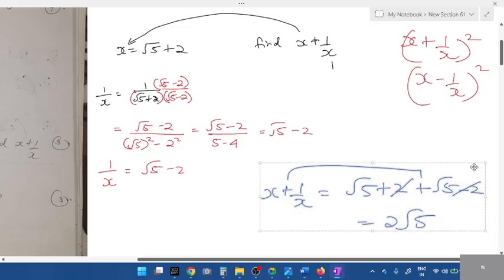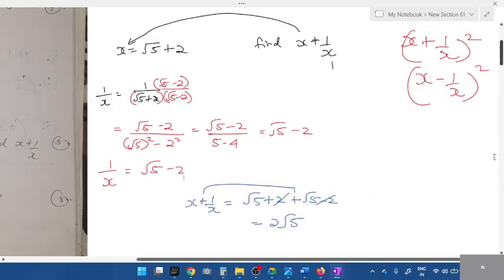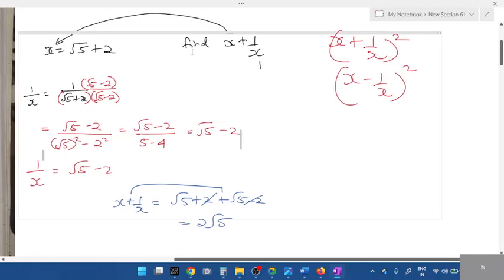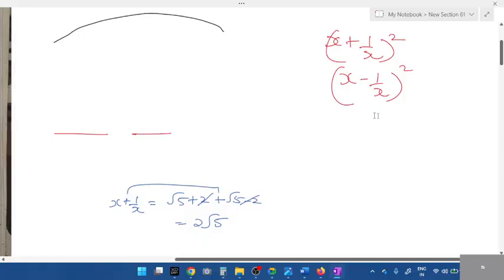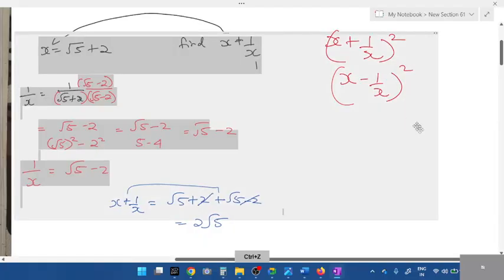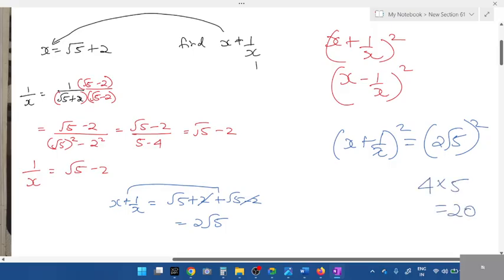Got the same answer, both of you? Okay, 2 root 5. Next. The same question, they'll ask you to square it. What if they ask you to square? Just take the value, x plus 1 by x the whole square. So we got x plus 1 by x, take this and square it. If you square, you'll get 4 into 5, that is 20. If they ask minus, same concept. Take minus and square it.